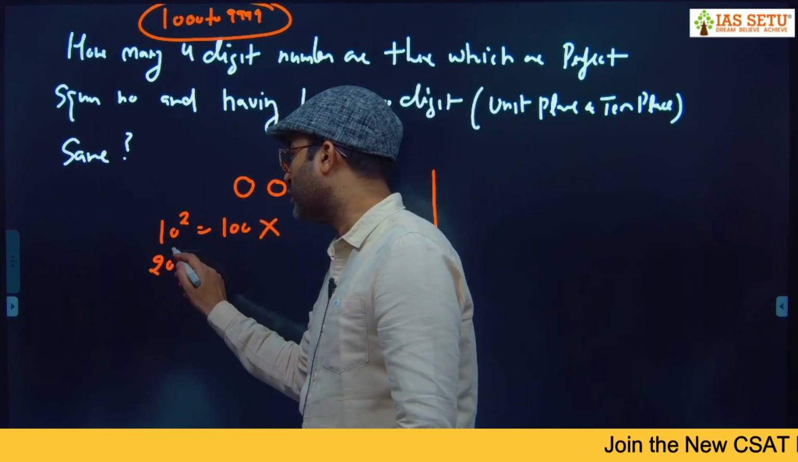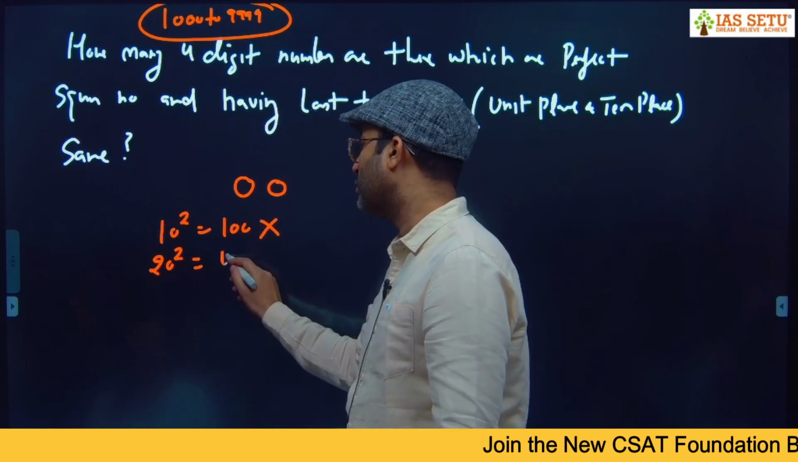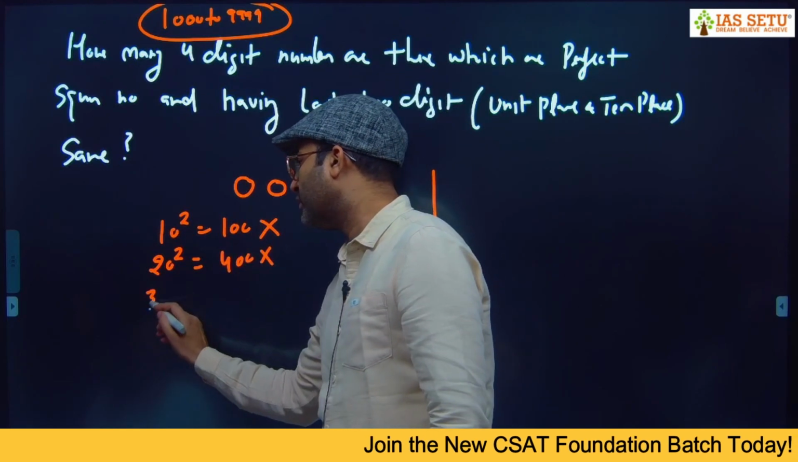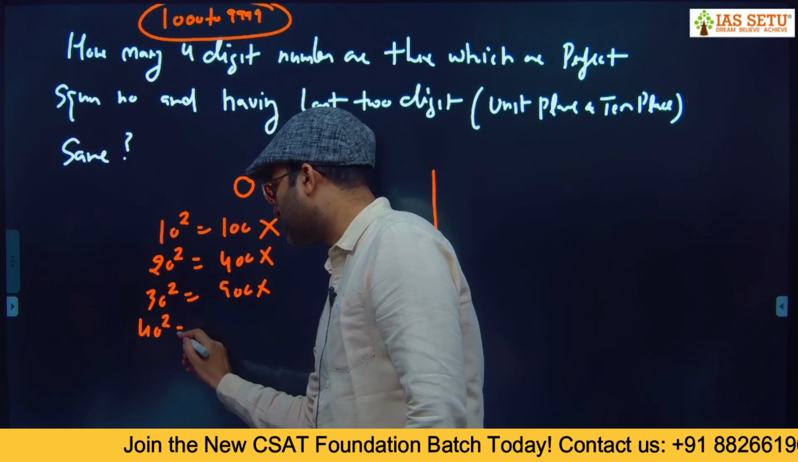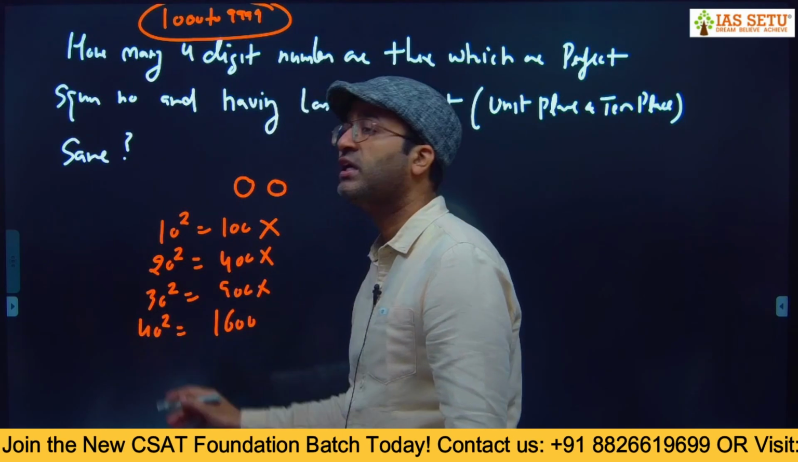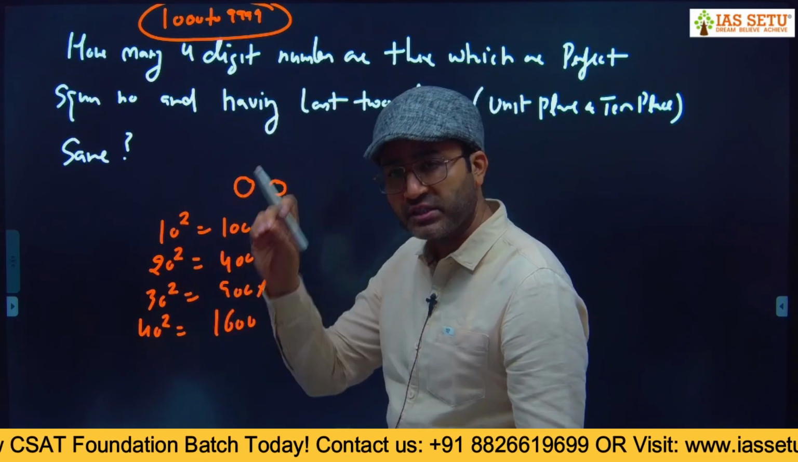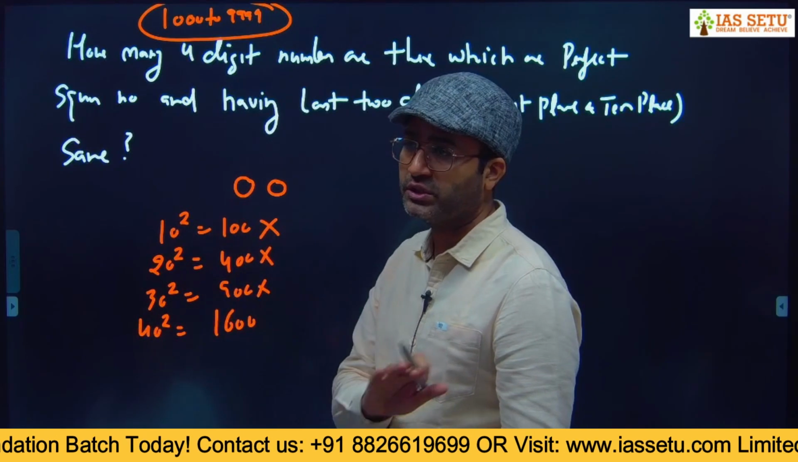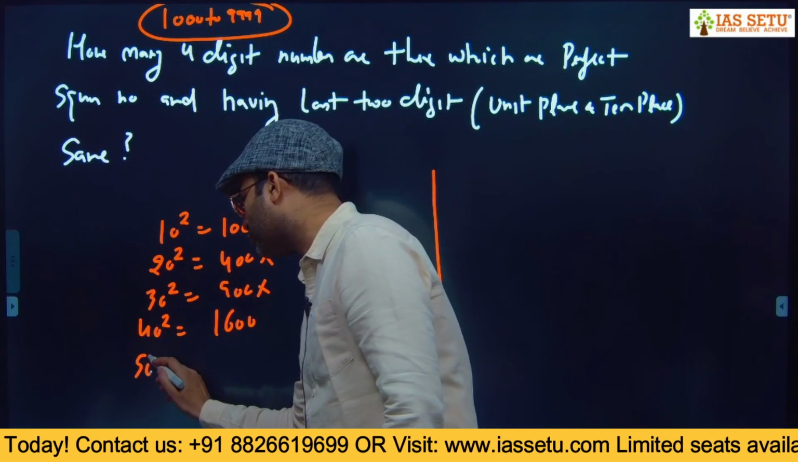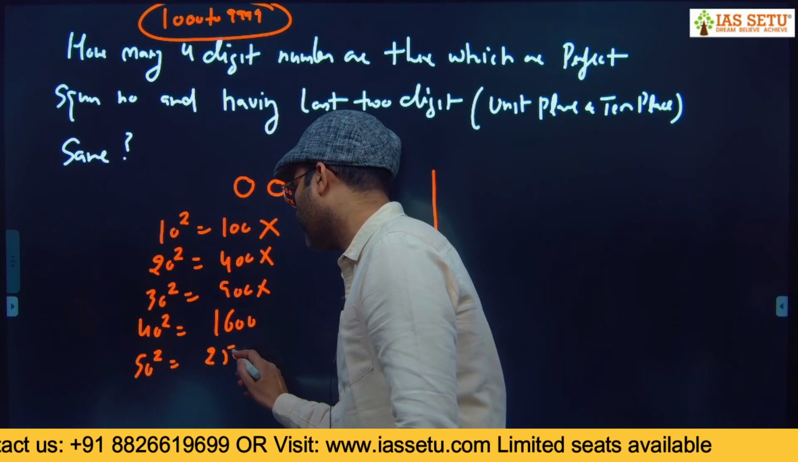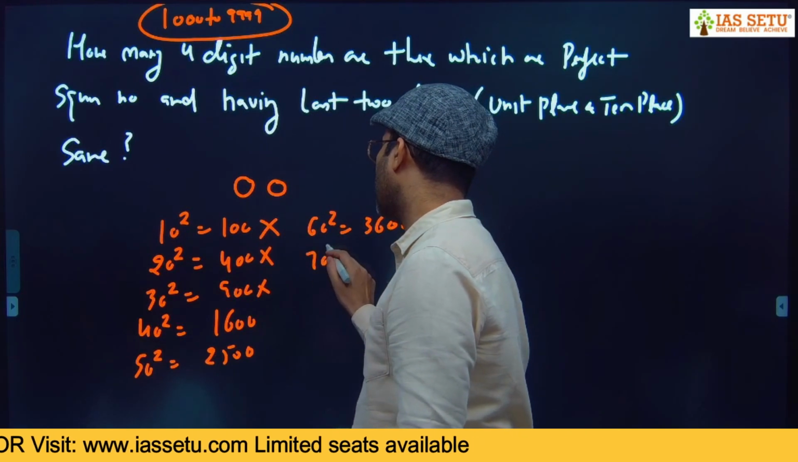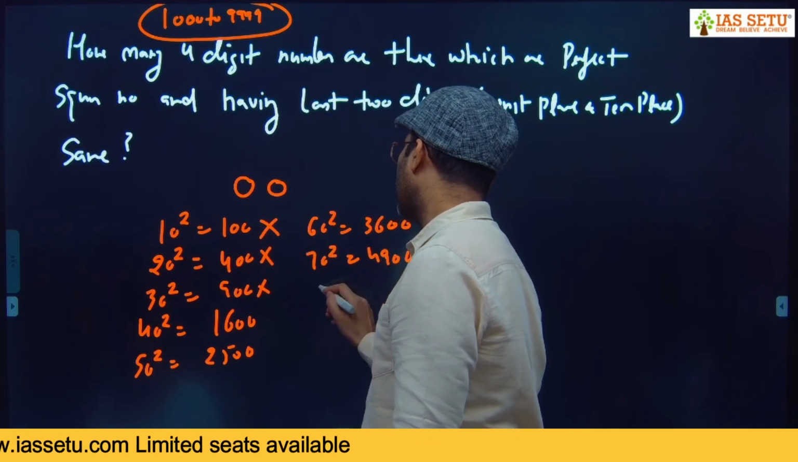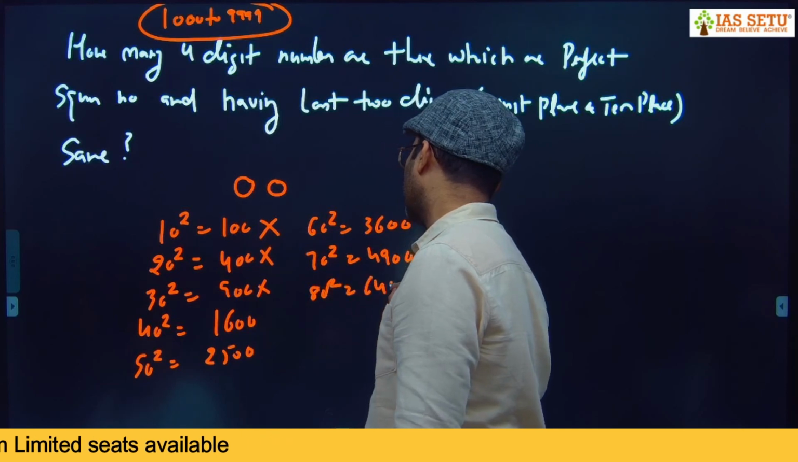Tell me whether 20 square will help you. No, because it is 400. Whether 30 square will help you. No. 40 square will help you. Yes, because it is 1600. It is a 4-digit number, a perfect square number, and last 2 digits are same. Similarly, 50 square will help you. Yes. 60 square will help you. Yes. 70 square will help you. Yes. Tell me 80 square which is 6400 will help you. Yes.